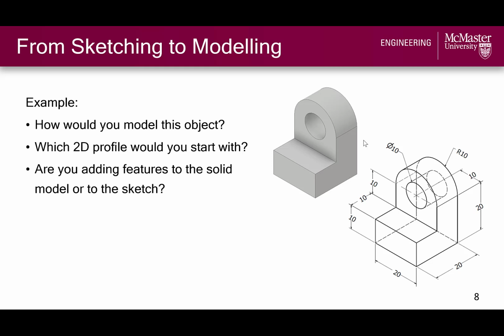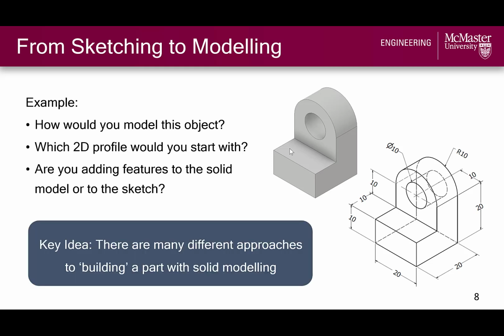Another option could be to sketch the back profile of this part, which would be like a rectangle with a semicircular top, and we could even include the hole in the sketch. Then we could extrude that profile straight out, and all that would be left would be the removal of some material to generate the L-shaped side profile. The key idea here is that there's always different approaches to modeling a part, so keep that in mind as we work through the course.